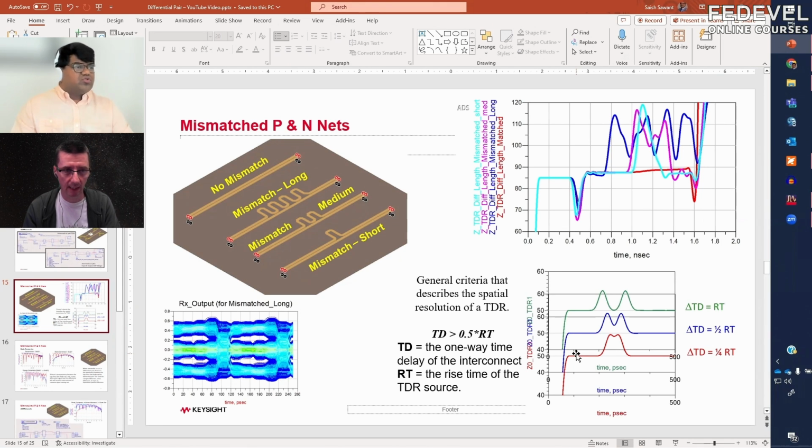But it's not so true. There are two places with discontinuities, so this data gets smeared out. You just cannot think of it from only one domain. Okay, I've plotted TDR.